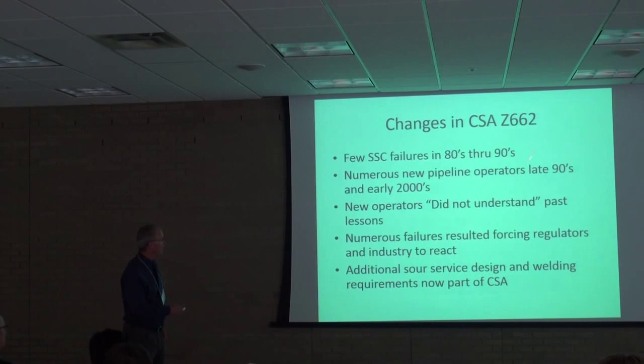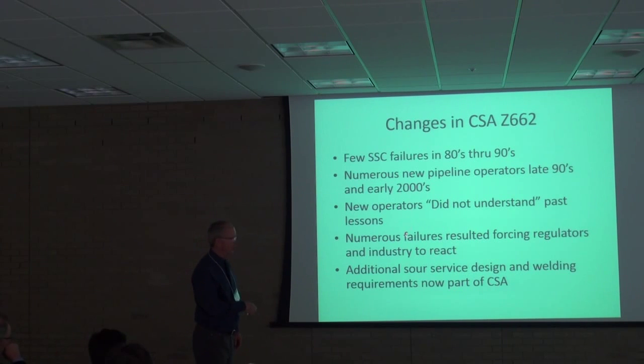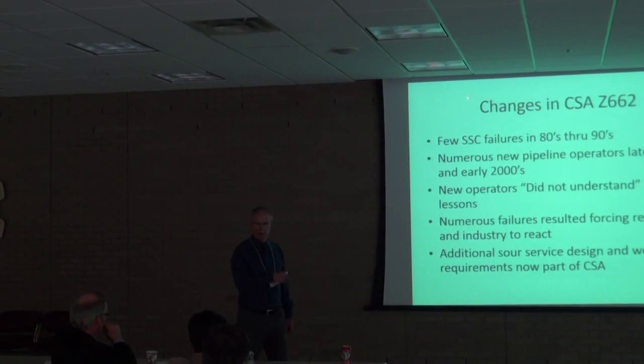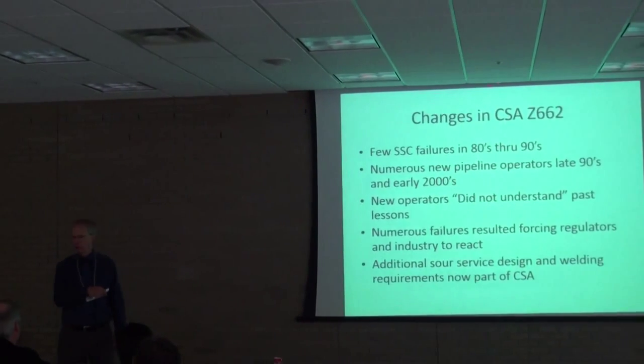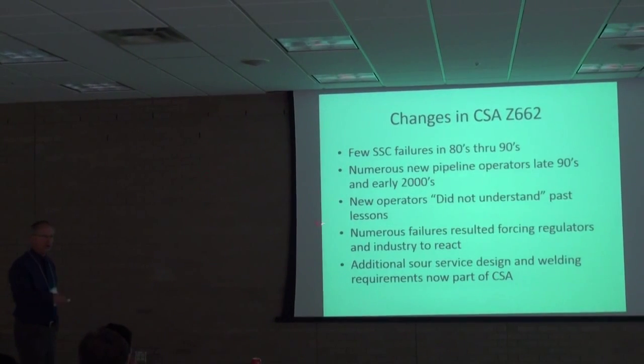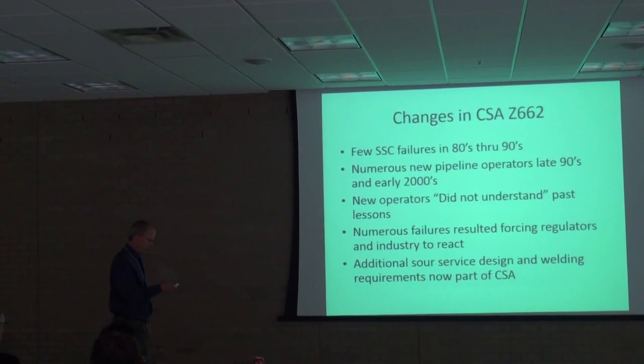So this resulted in that presentation. The EUB, currently the Alberta Energy Regulator, put together a whole presentation. They had about 11 or 12 of these failures in it. And the result of these failures is that they made significant changes to both sour service and welding requirements in CSA. So there are now a lot of requirements built into the codes to try and prevent all those things.